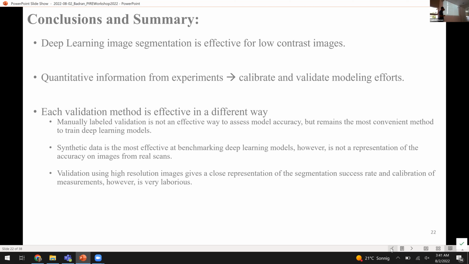And then synthetic images will be the most effective in benchmarking different deep learning models to compare between them. And then the validation using high resolution optical images gives a close representation of your success rate and is good at calibrating measurements. However, it's a very laborious process and should only be done if you have a patch that you need to process for a very specific project.